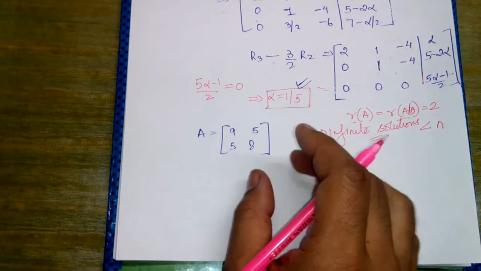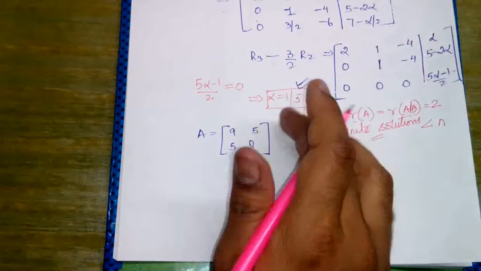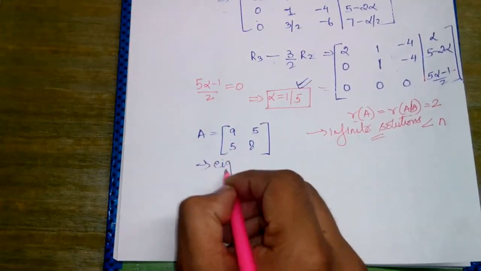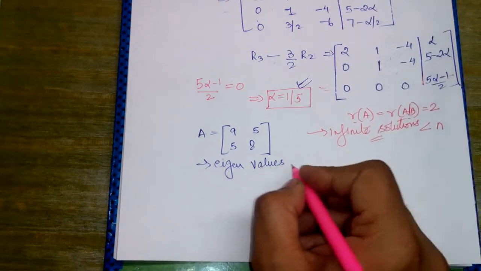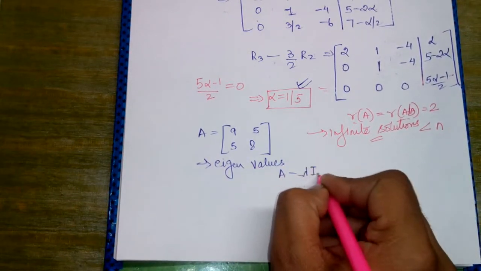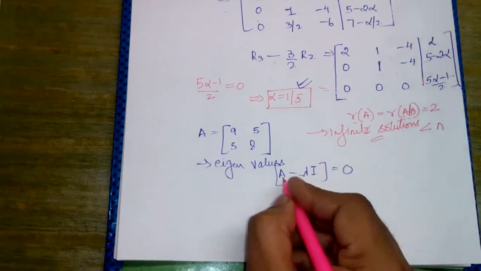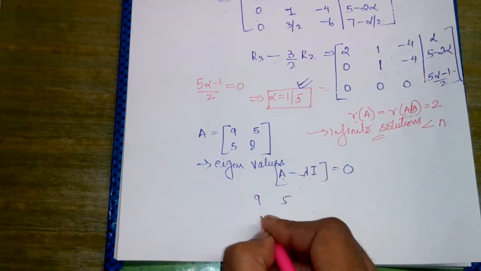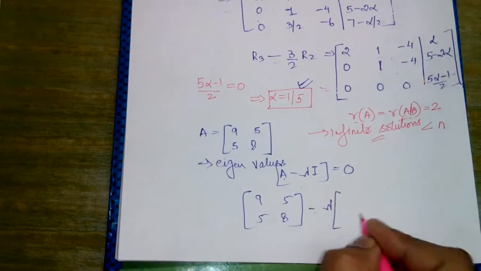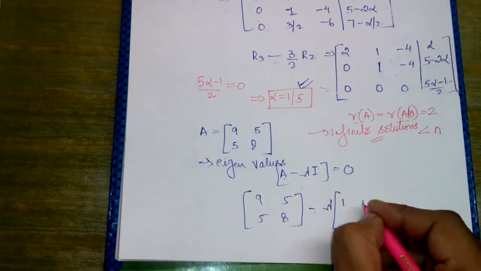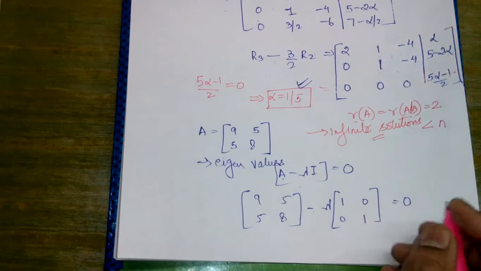Okay, and we have to find out the eigenvalues. So we will first form the characteristic equation, that is |A minus lambda I| equals 0. So A is [9, 5; 5, 8] minus lambda times I, meaning [1, 0; 0, 1]. This is equals to 0.